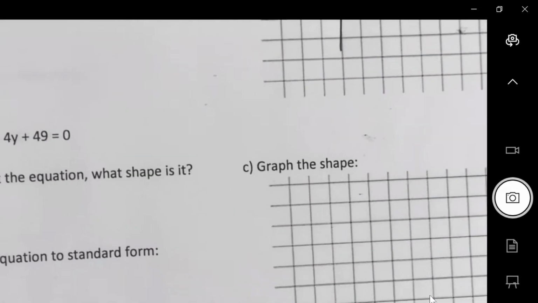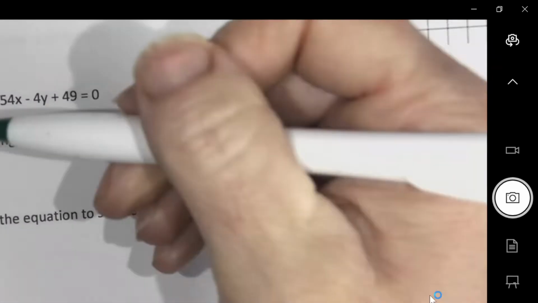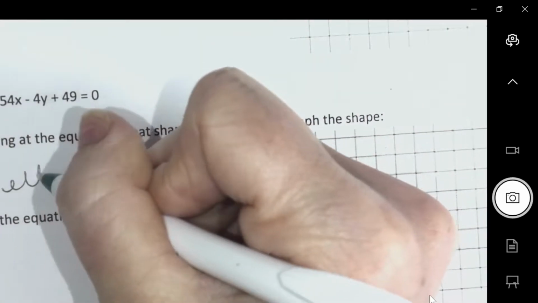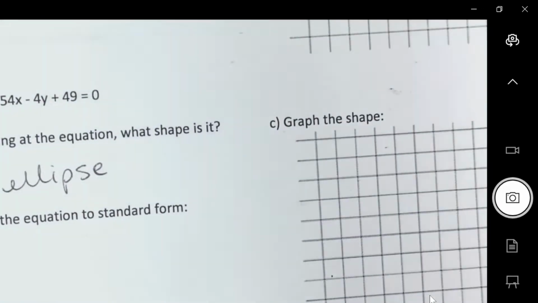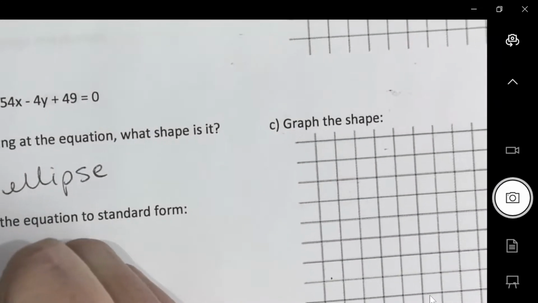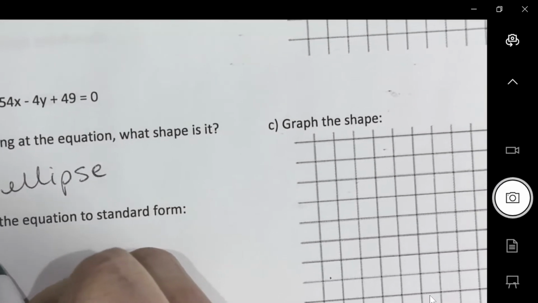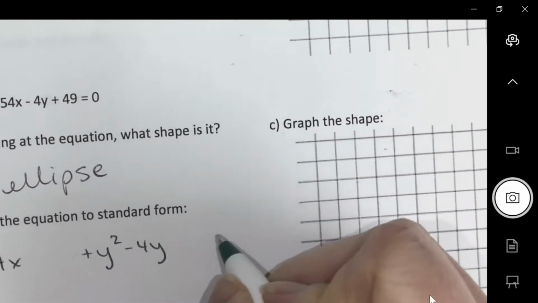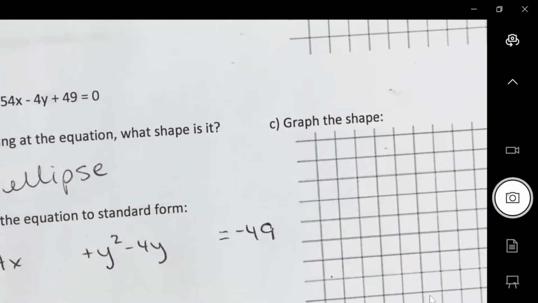Good. Next shape. I'm looking at those two things to determine the shape. So this is an ellipse. Okay, so do the same idea. Group the x's. Group the y's. Move the 49.